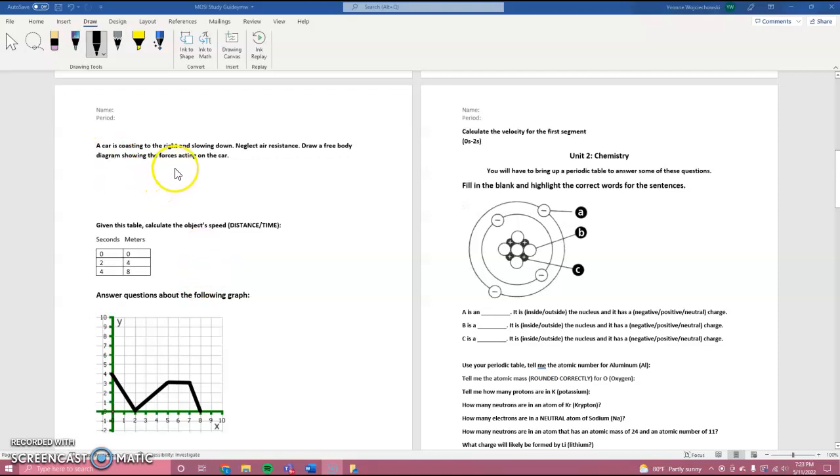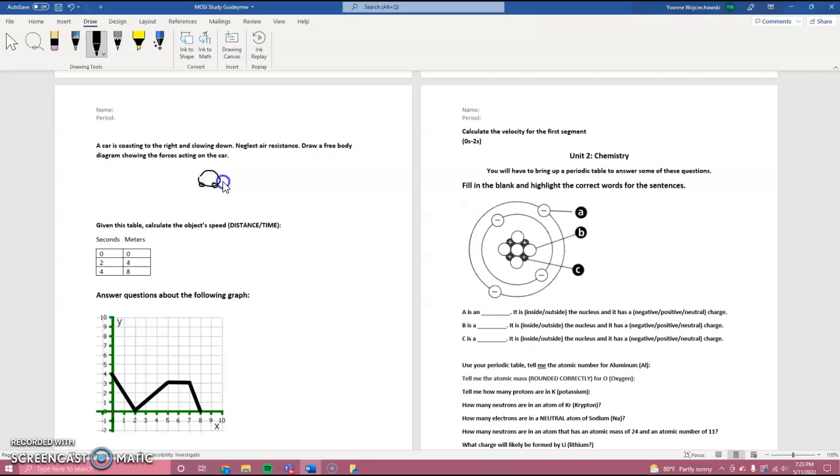So, a car is coasting to the right and slowing down. Neglect air resistance. Draw a free body diagram showing the forces acting on the car. So the car's coasting. There's no more applied force. It's just going off of the force that it already had. So here is the car. Like I said, this is a horrible drawing. It is coasting to the right and slowing down.